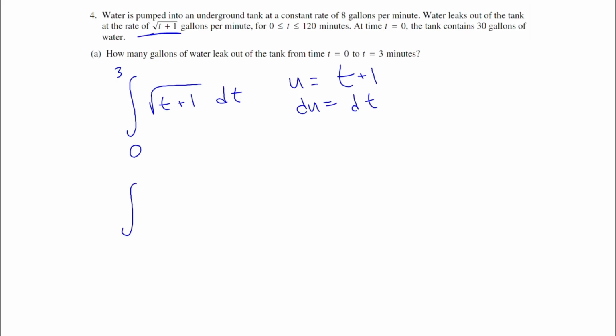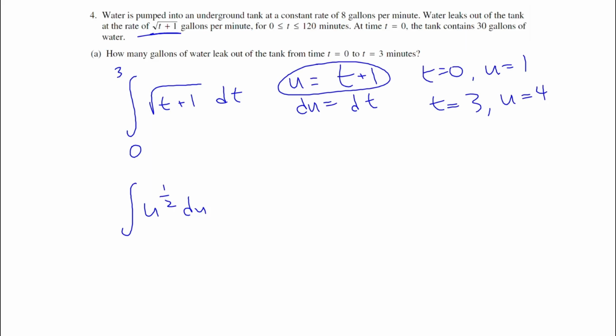So I can rewrite this as an integral of root u, or u to the 1/2 du. And instead of 0 and 3 now, since if t equals 0, then u is going to be 1. And if t equals 3, then u is going to be 4, just by plugging those into u equals t plus 1. So we're now going to integrate from 1 to 4. And of course you don't have to do the u substitution. If you want to do the integral in your head, you don't have to write it out, and that's fine.